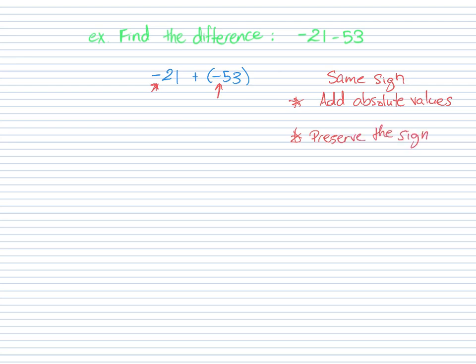All right, so in this particular case, the absolute value of negative 21 should be added to the absolute value of negative 53. And remember that absolute value just means the distance from 0. So the absolute value of negative 21 is just 21. And that should be added to 53. And when you add 21 and 53, you get 74. But that is not the answer. It's very important to remember to preserve the sign. So we were adding two negatives, and so we have negative 74. So our answer here is negative 74.